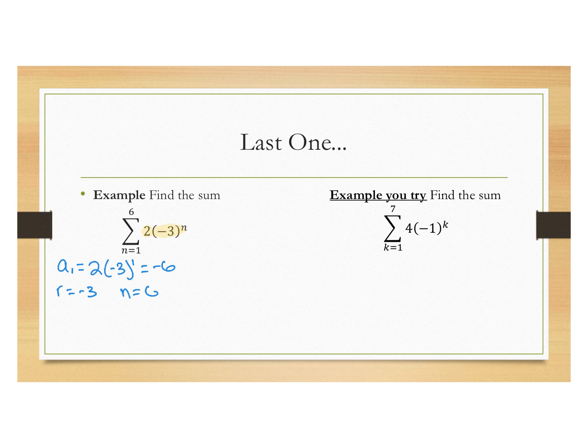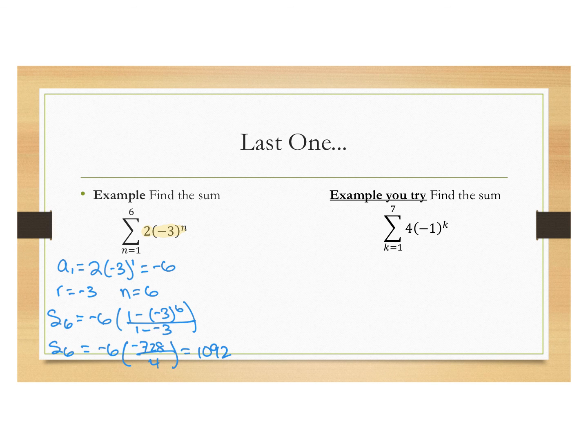So if we wanted to use our sum formula for the 6 terms, we would have -6 times 1 minus -3 to the 6th power divided by 1 minus -3. Okay, so the sum of the 6 terms is -6 times -728 over 4, which should give you 1092.